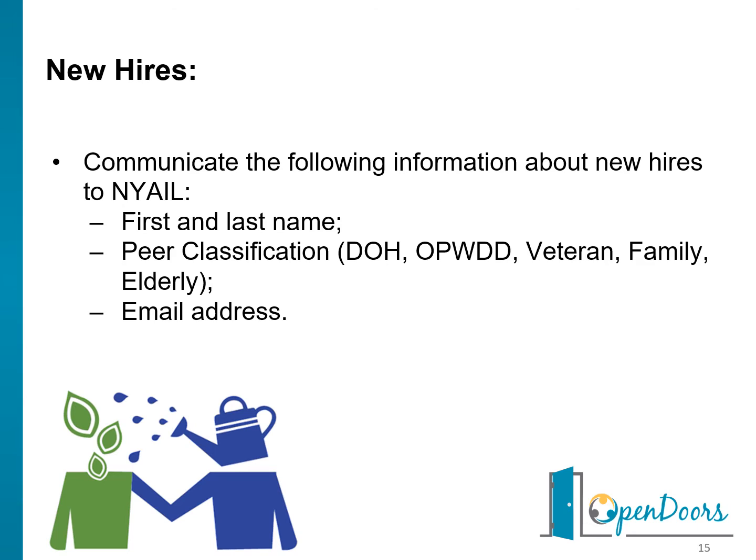As centers hire new peer advocates, we need to be apprised of the following: the peer advocate's first and last name, whether they are a DOH, OPWDD, veteran, family, or elderly peer advocate, and their email address. You can send this information to your liaison at NIL.